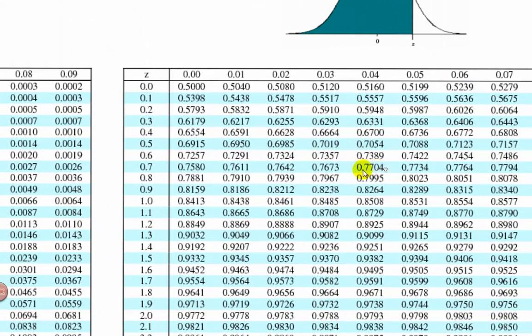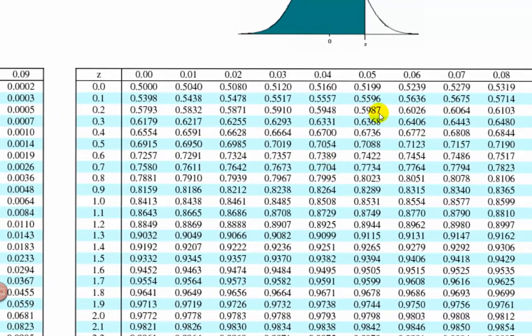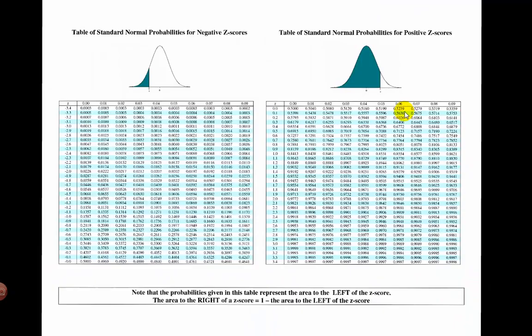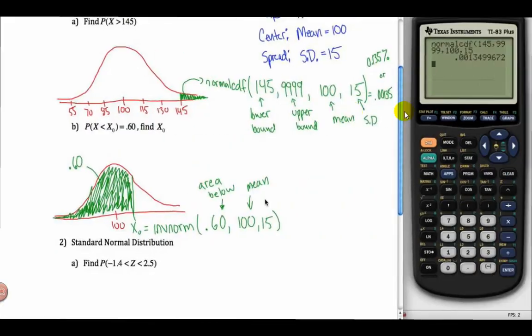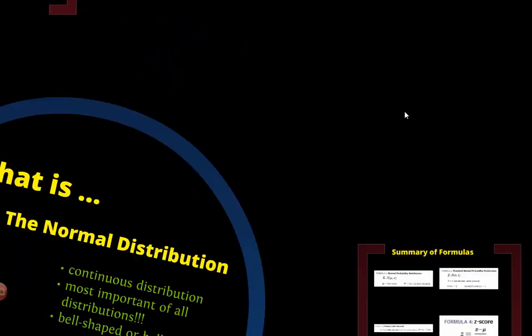I can zoom in, yes. 60% is right between these two numbers, so 0.26. So we would take 0.26, multiply it by our standard deviation, and add it to the mean. That would give us the value that is less than that. In this case here, we just plug it into our calculator and we come up with the value. But that gives us the percentile.